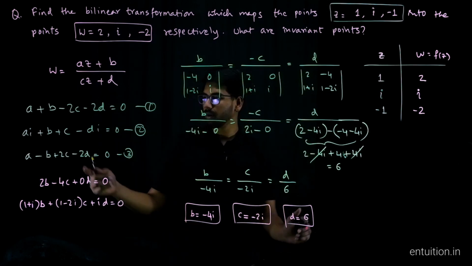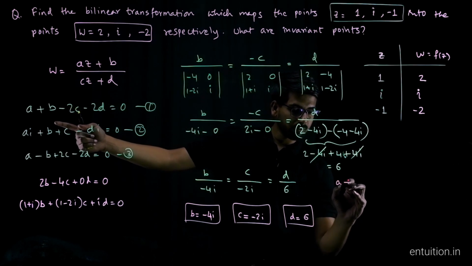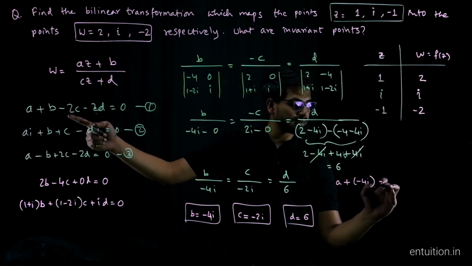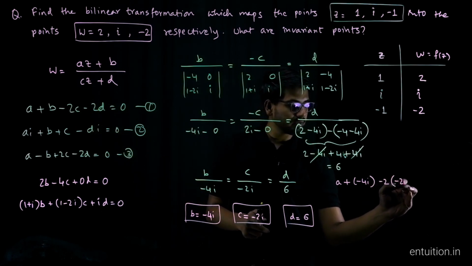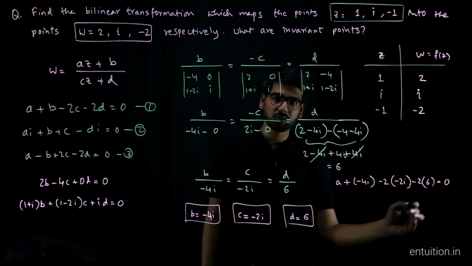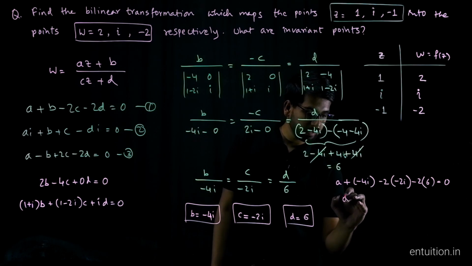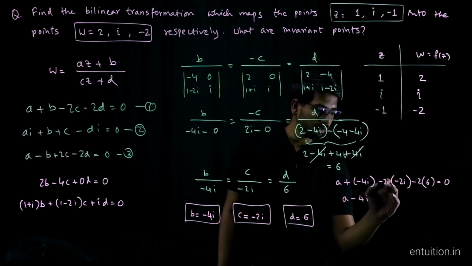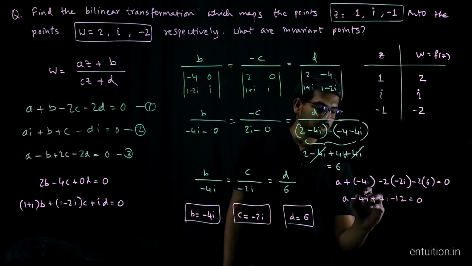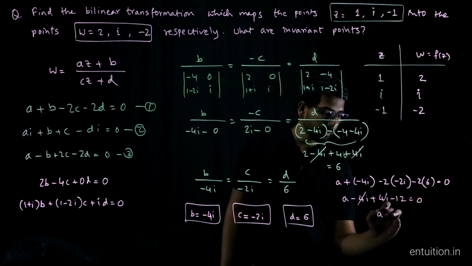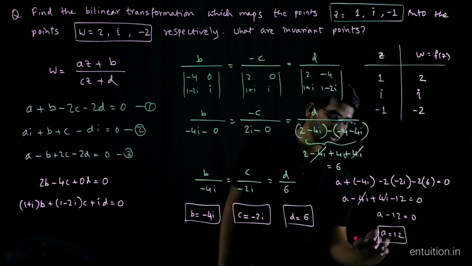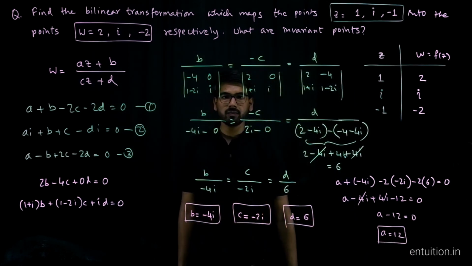Now we will substitute this B, C, D value in the first equation and find A. Okay, let's do that. How do we get that? So A plus B is nothing but minus 4I minus 2 times C is nothing but minus 2I minus 2 times D is nothing but 6 is equal to 0, right? That is nothing but A plus into minus 4I minus into minus plus 2 times 2 is 4I minus 12 is equal to 0. Plus 4I minus 4I get cancels. A minus 12 is equal to 0, nothing but A is equal to 12. Right, now we found out A, B, C, D.